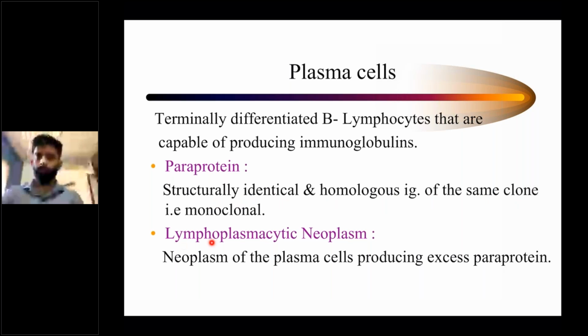So what is a lymphoplasmacytic neoplasm? It's the neoplasm of the plasma cells producing excess paraprotein. Now, paraproteins are produced in response to some sort of infection or some physical stimulus to the human body. When you have a lymphoplasmacytic neoplasm, there's uncontrolled proliferation. So it's a neoplasm of the plasma cells, and excess paraprotein will be produced, which leads to certain symptoms that we're going to discuss in the next few slides.